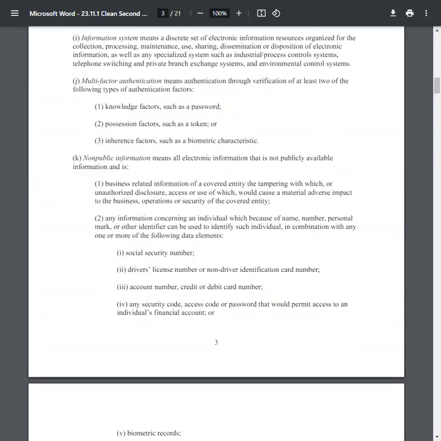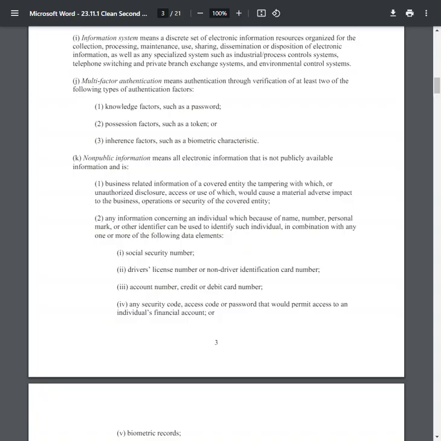Then the next term is information systems. And we defined this in the beginning of this program, and I really hope that you still remember what information systems is. And then we have multi-factor authentication, or MFA. So it is verifying a user's identity by using a combination of different authentication factors, such as the knowledge factors, possession factors, and inherence factors.